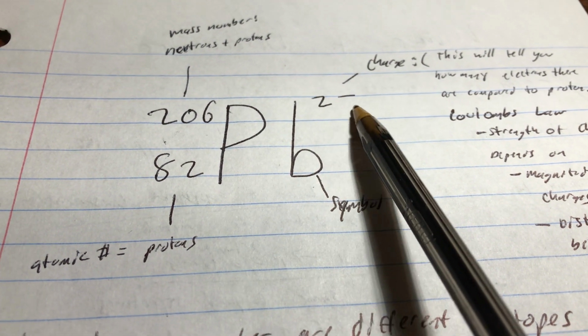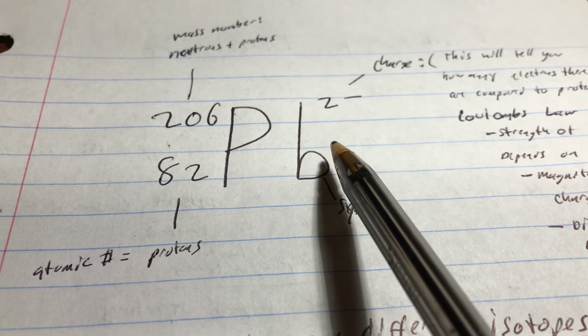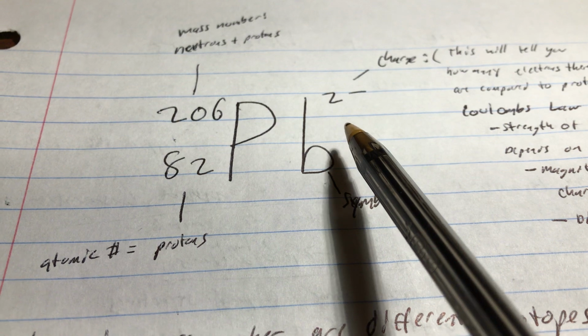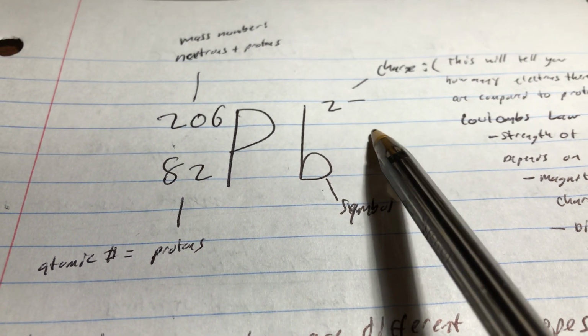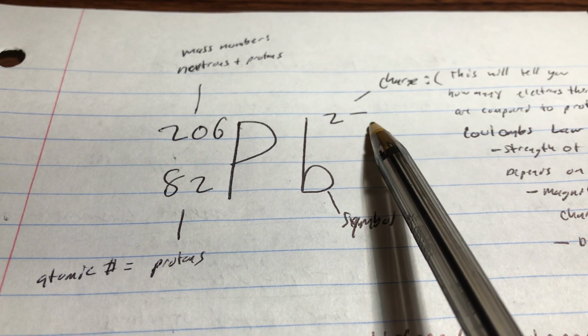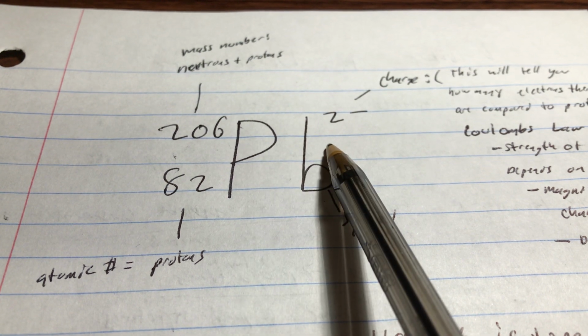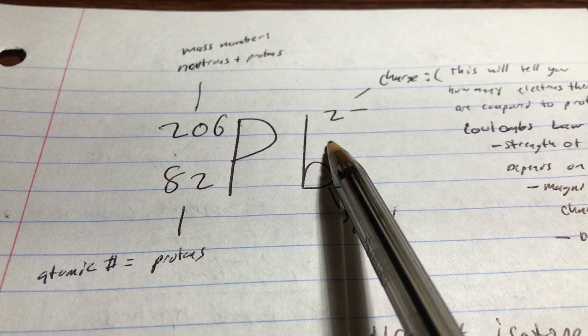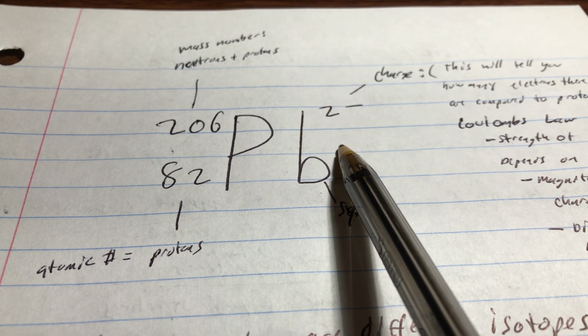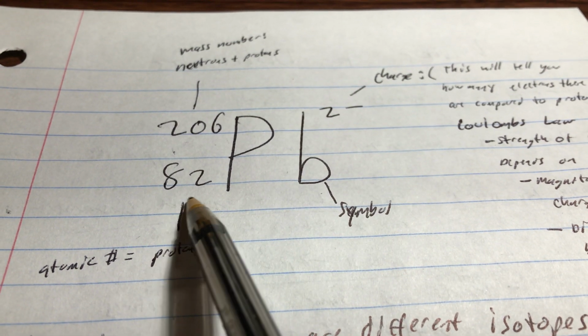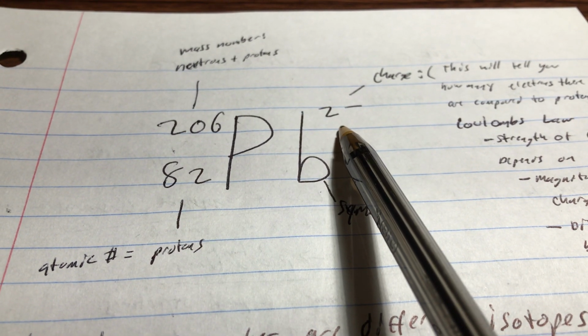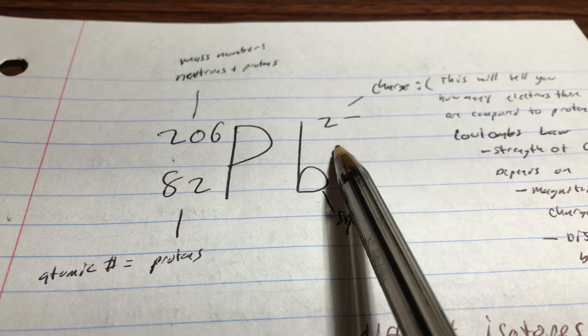This number over here is the charge. This will tell you how many electrons there are compared to protons. So if this says 2 negative, that means that this ion has a negative charge, which means there's more electrons, because they're negatively charged, than there are protons. So from this, you can assume that there's 84 electrons in this element.